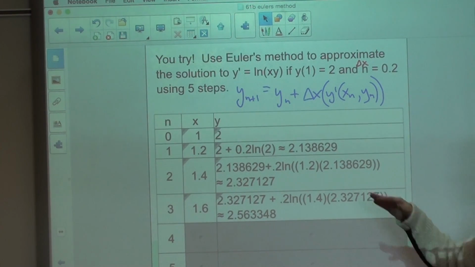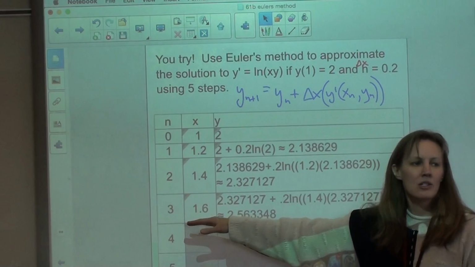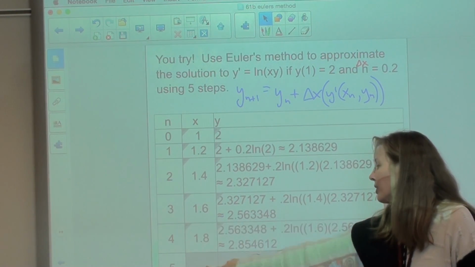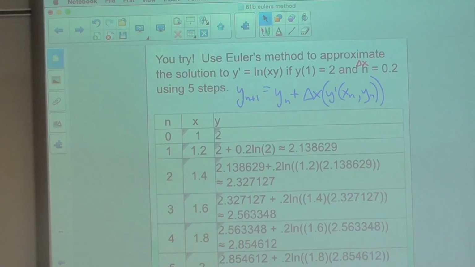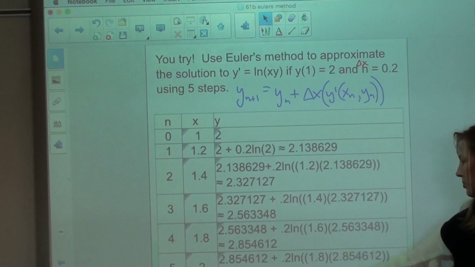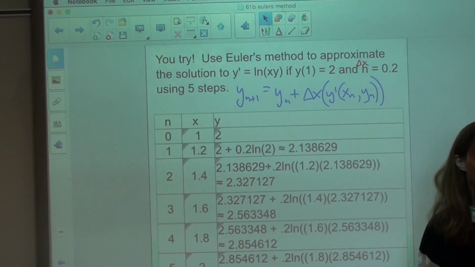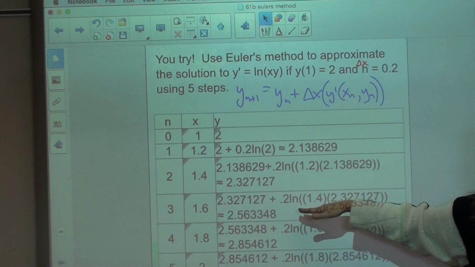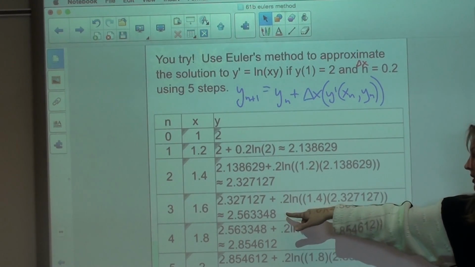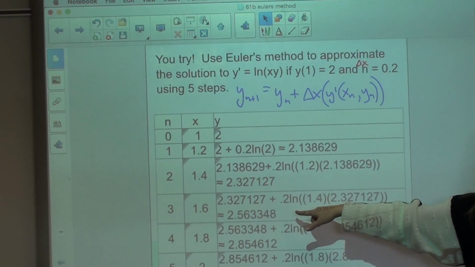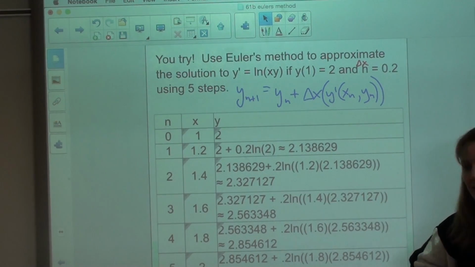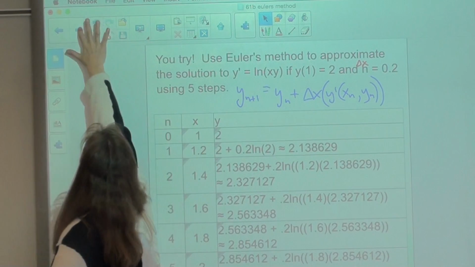So be very careful. If you stopped here, that's okay, because the main thing is to make sure you learn the method. If you kept going all the way to y of 2, your final approximation would be 3.172. But if you just did up to the first 3, to f of 1.6, you should have had around 2.563. Any questions? Good, let's try another one.